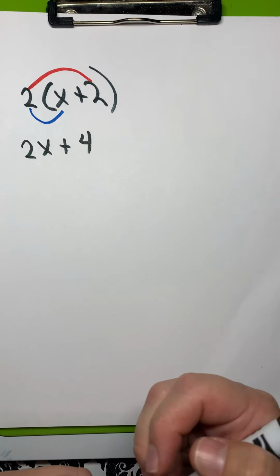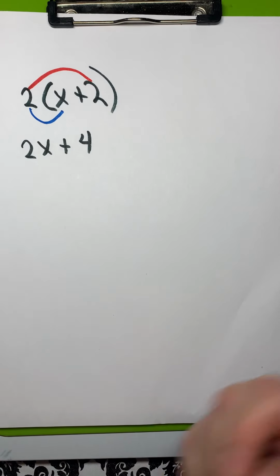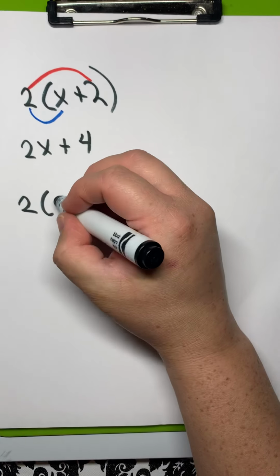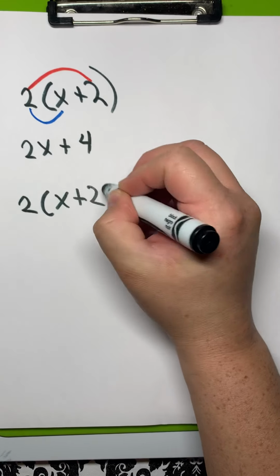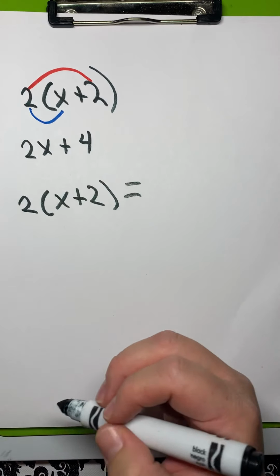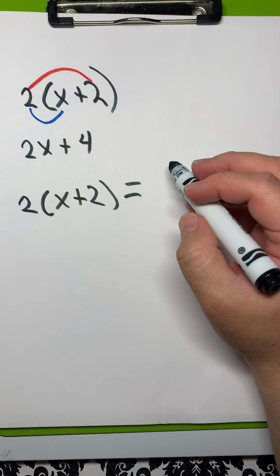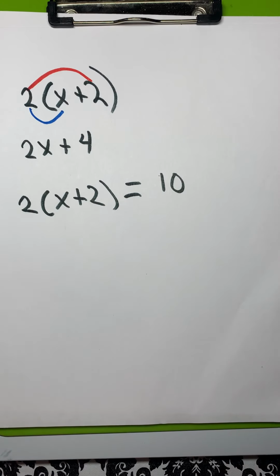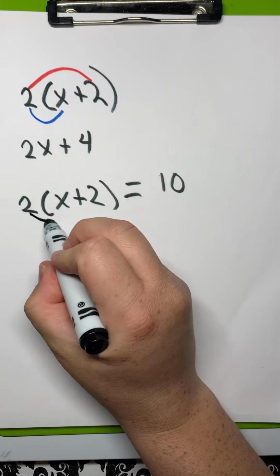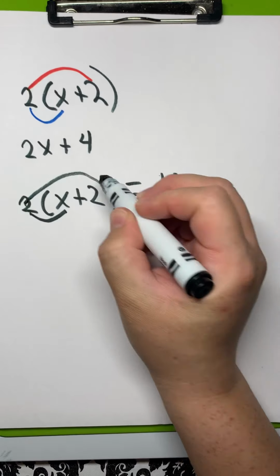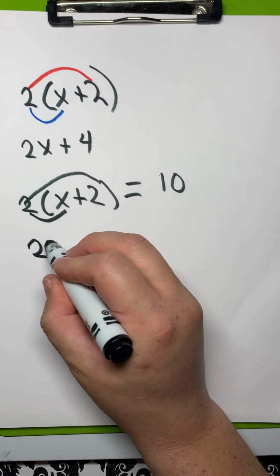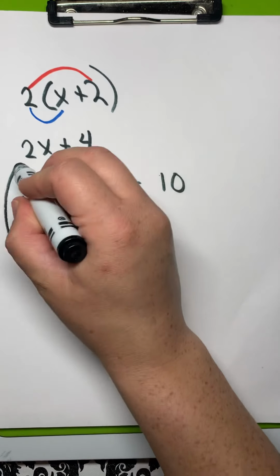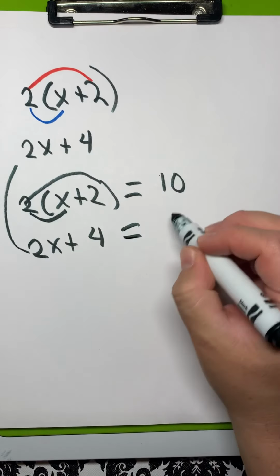What we're doing is taking it to the next step. Let's take the same example, 2 times x plus 2. This time we're going to set it equal to something. In this instance, let's set it equal to, let's go 10. So you're still doing your distribution. 2 times 2x, 2 times 2. You end up with 2x plus 4. So this matches what we already did, except now we know that it equals 10.